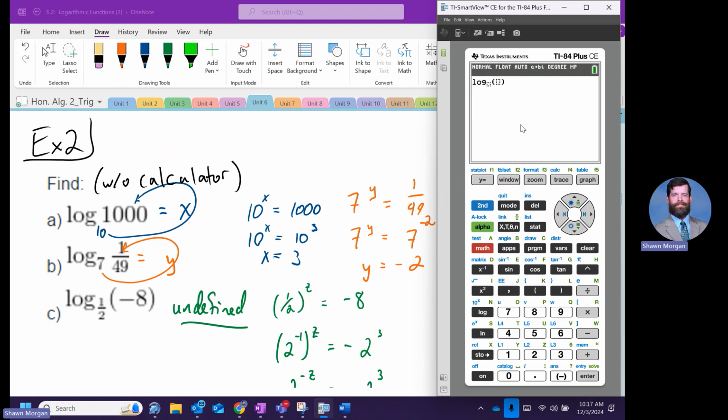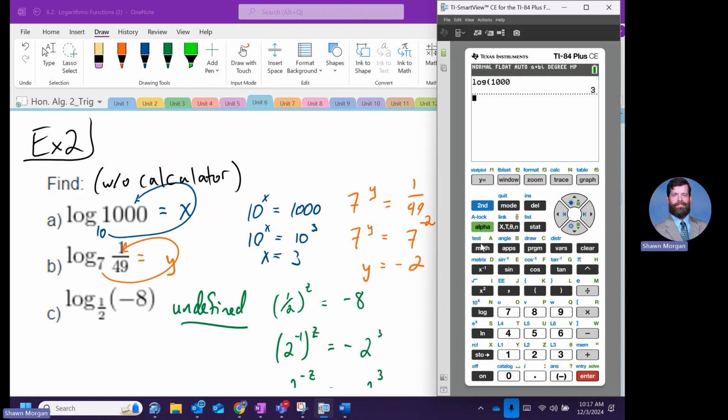Now, if you've got an older calculator, you might not have the log base program. Sometimes it does, sometimes it doesn't. When I was in school, I had an 83 plus. It did not have this functionality, so I had to use the change of base. So let's practice evaluating these three on here. On part A, it's just common log, so I'll just use that, 1,000, and we get our answer of 3, like we had in blue.